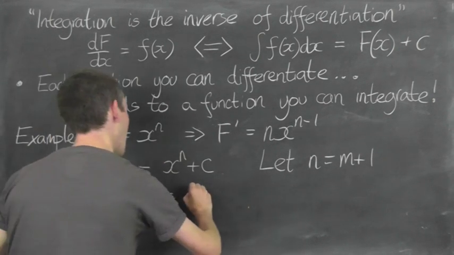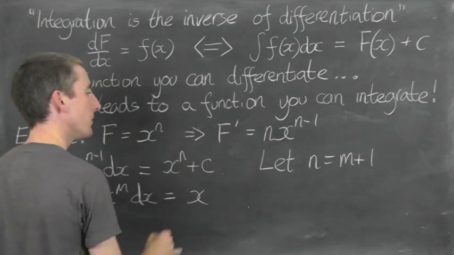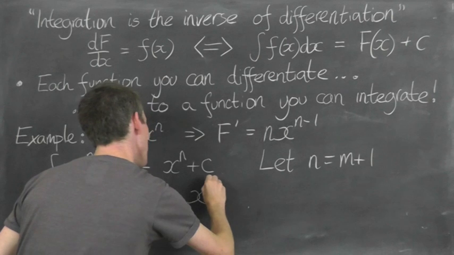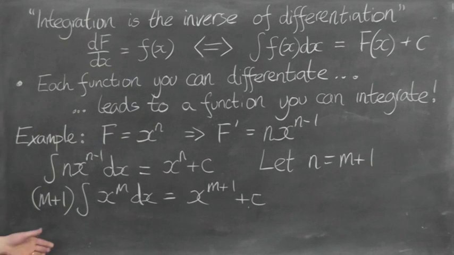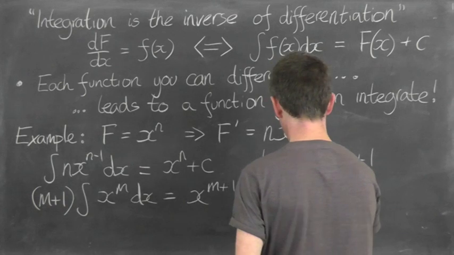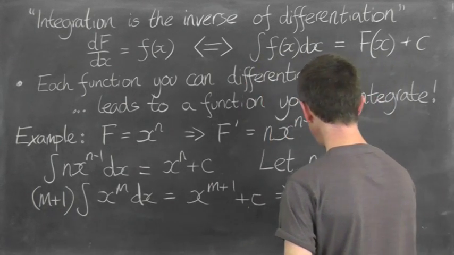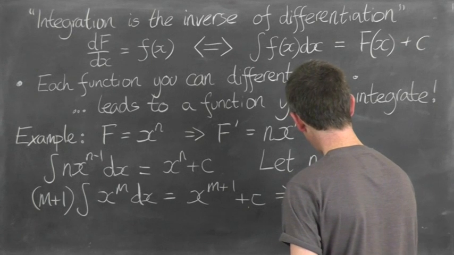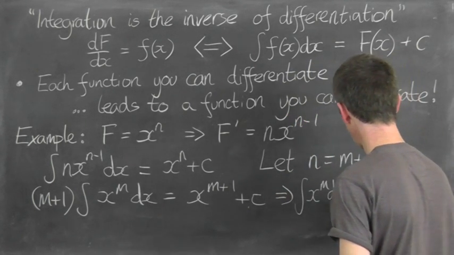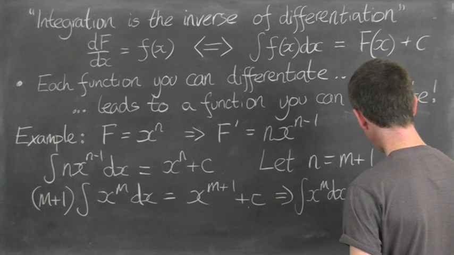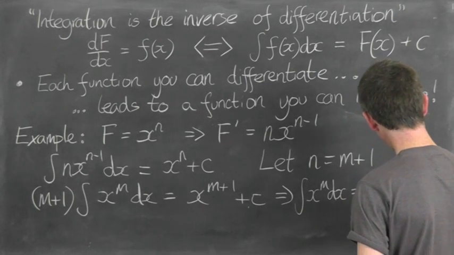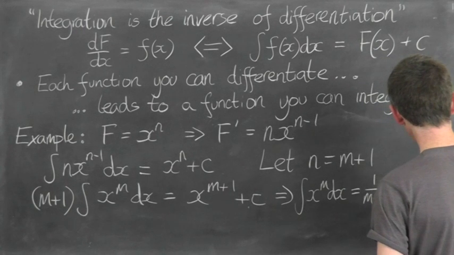And on this side, I have x to the n, which is the same as x to the m plus 1 plus c. Well, it's good. I brought this constant out the front, and finally I can divide through by m plus 1 to reach a final result. And here it is. The integral of x to the m dx equals 1 over m plus 1 x to the m plus 1 plus c.